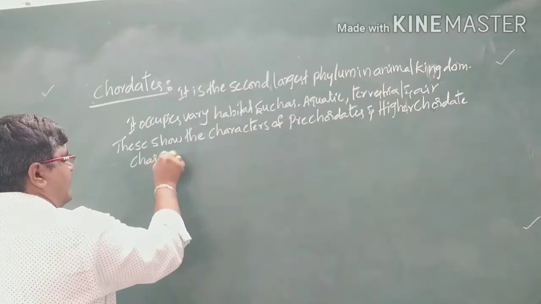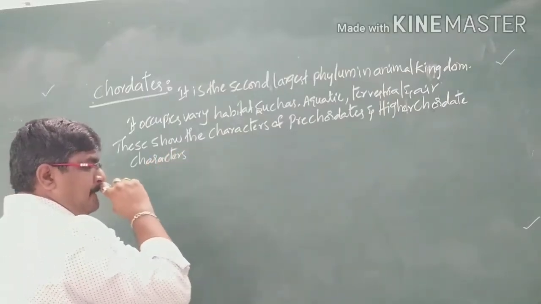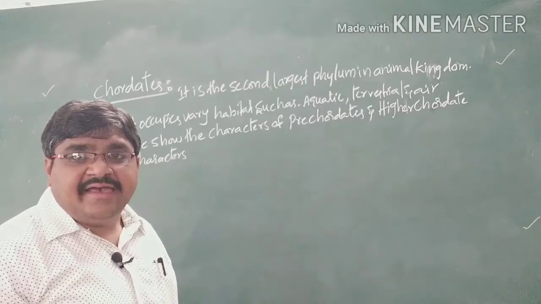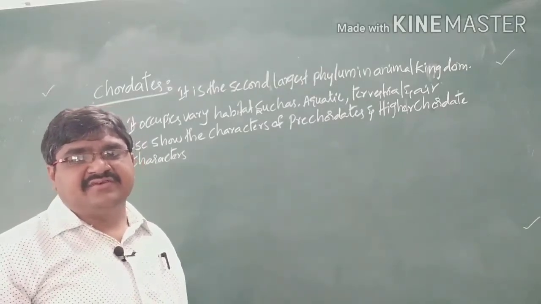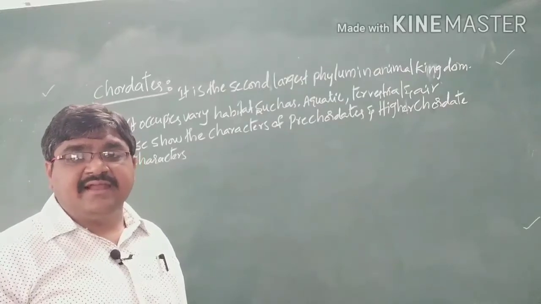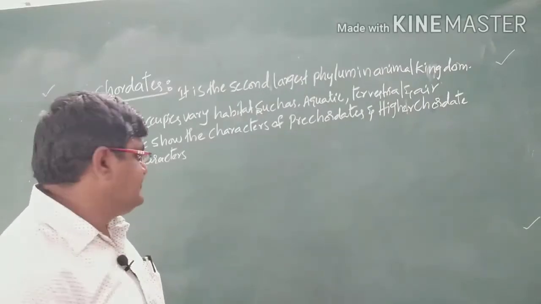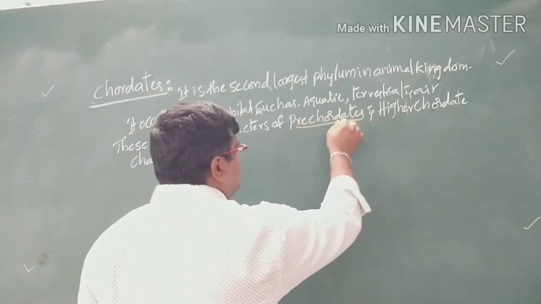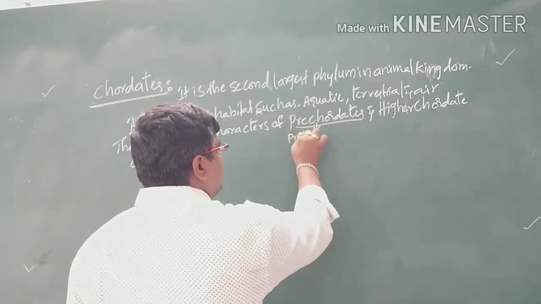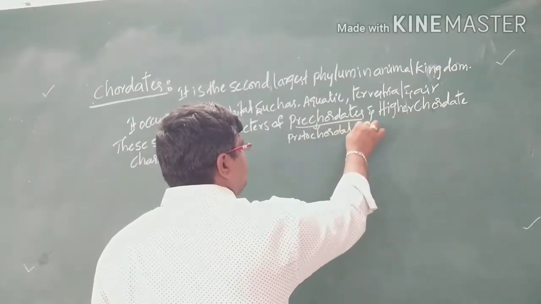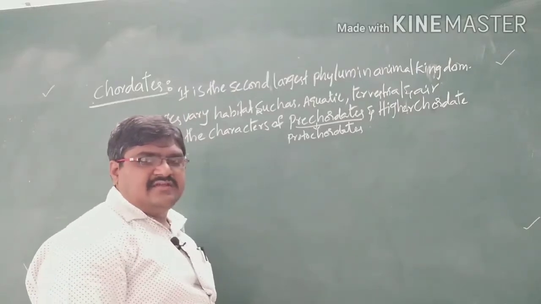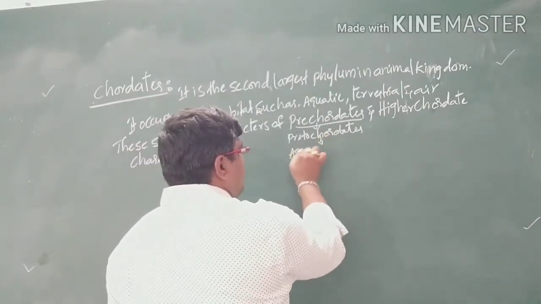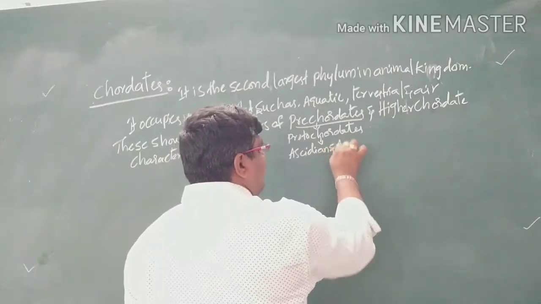Externally there is no resemblance among these organisms, but common ancestral characters, the fundamental diagnostic characters, are present. So externally it shows the characters of prechordates, otherwise called protochordates. Protochordates means the first formed chordates, such as the ascidians and amphioxus.